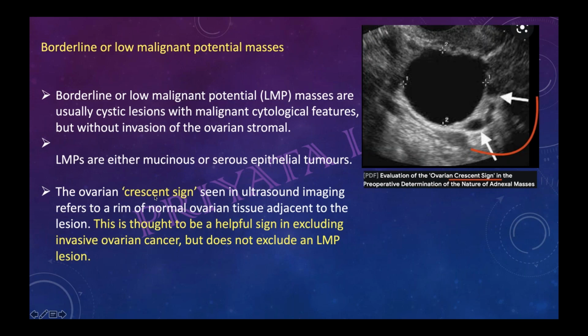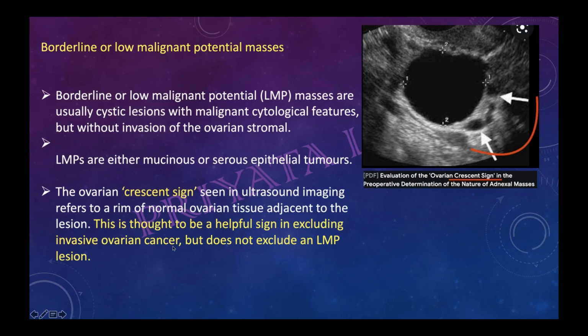The question I have already seen from this crescent sign, so I put this picture also. The crescent sign is seen in USG imaging. It shows a rim of normal ovarian tissue. You can see in the picture, in between the calipers, this is a cyst, and in the lower part of it there is a crescent of tissue, and this is the normal ovarian tissue. So this is a crescent sign. This sign is helpful in excluding invasive ovarian cancer.